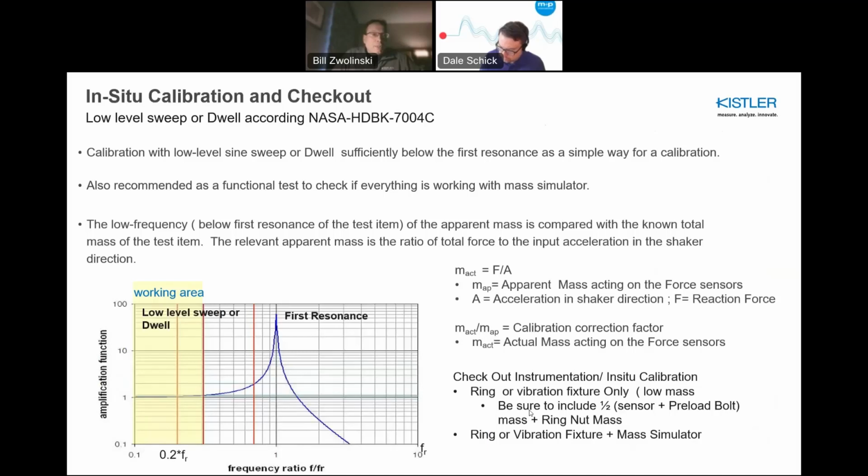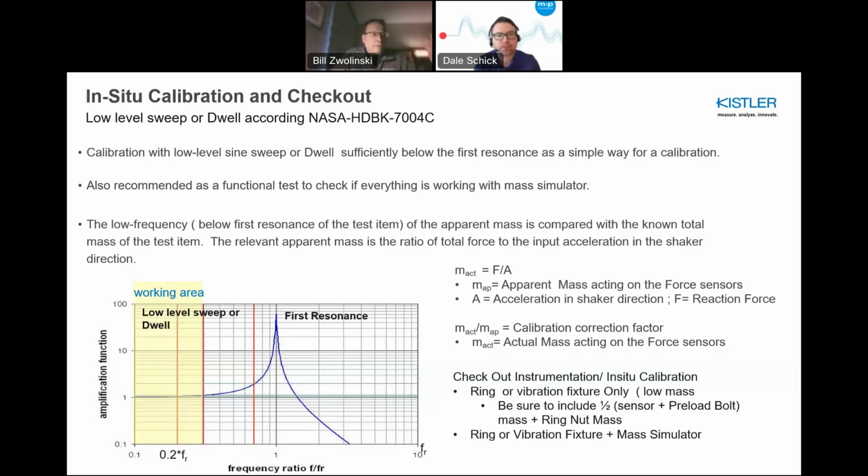So the calibration typically is done dynamically, and you're using either a low-level sweep or a dwell below the first resonance, and you're really testing the apparent mass. You're looking at force, and you're putting an accelerometer on in the direction of the vibration, computing the apparent mass, and then comparing it to the actual mass that the sensors are exposed to. That would be a function of how heavy is the ring, and maybe you're just testing it as a vibe fixture.